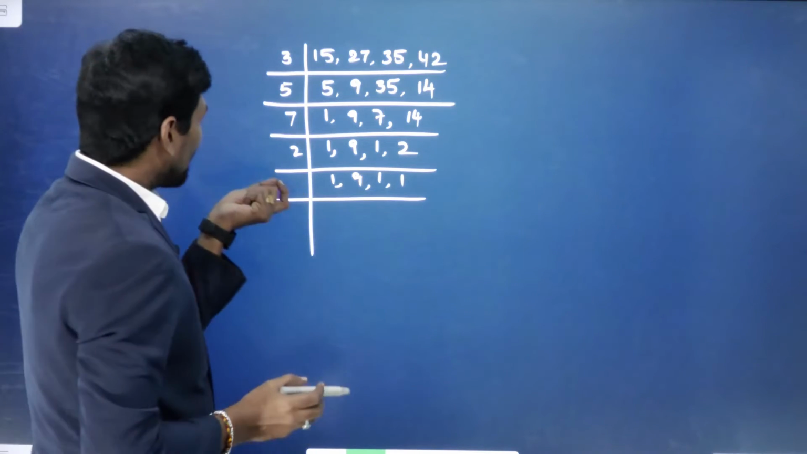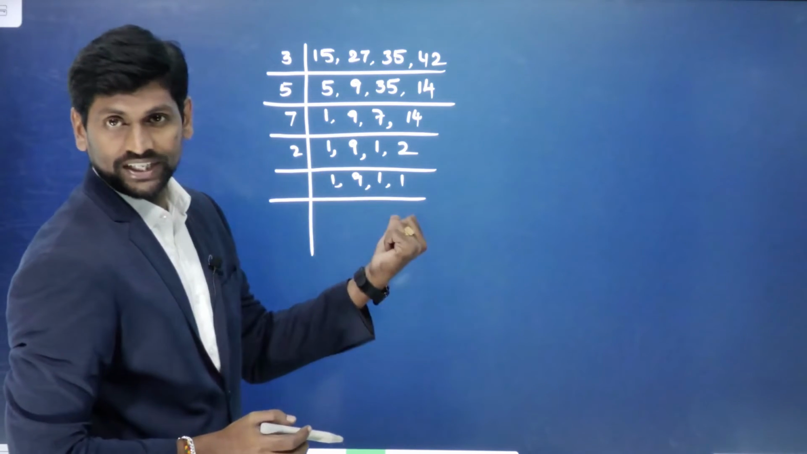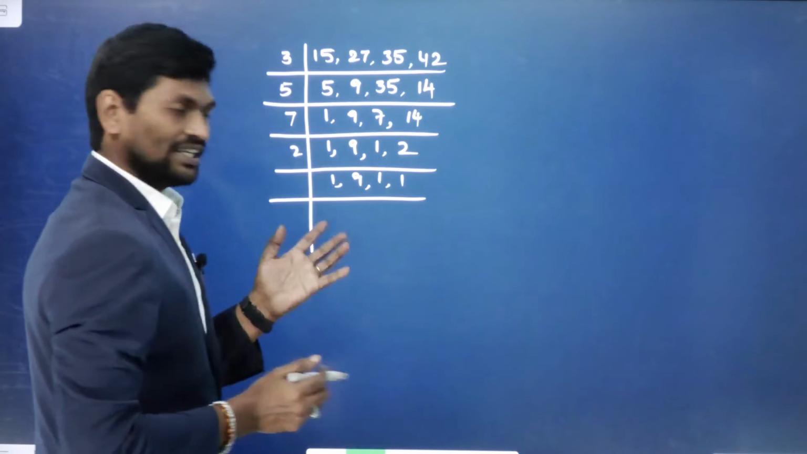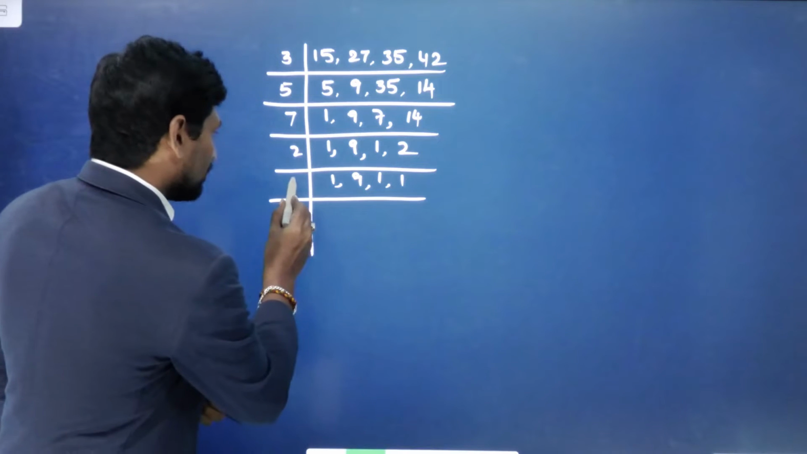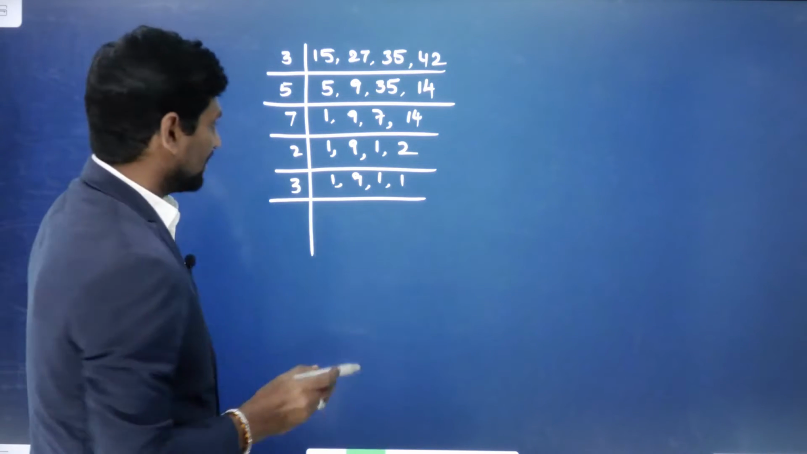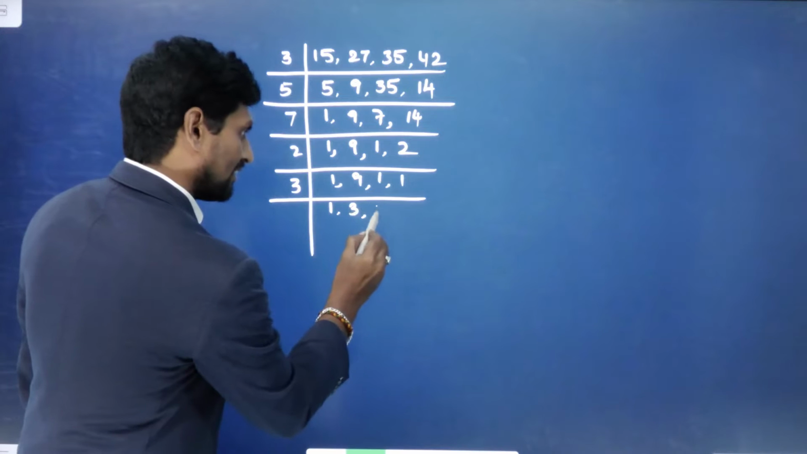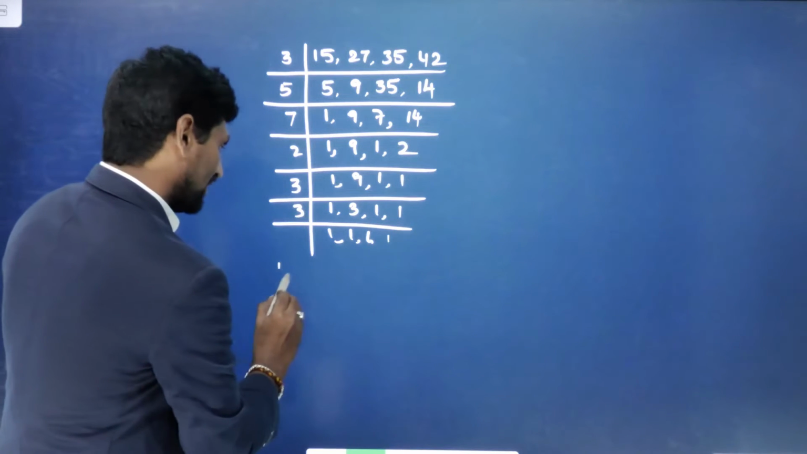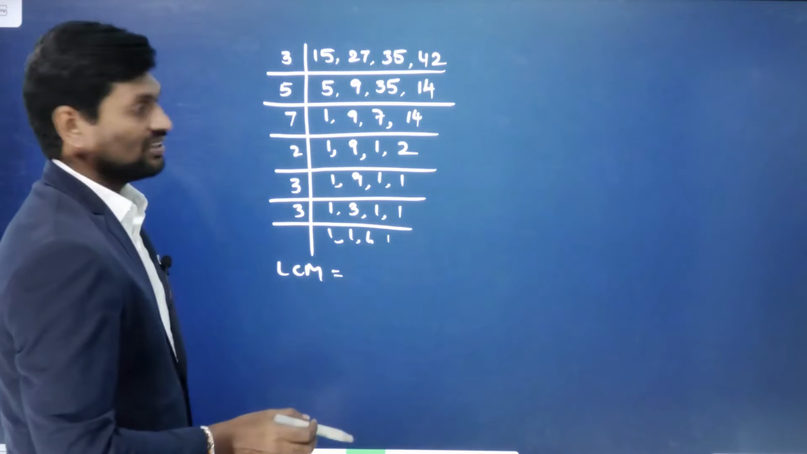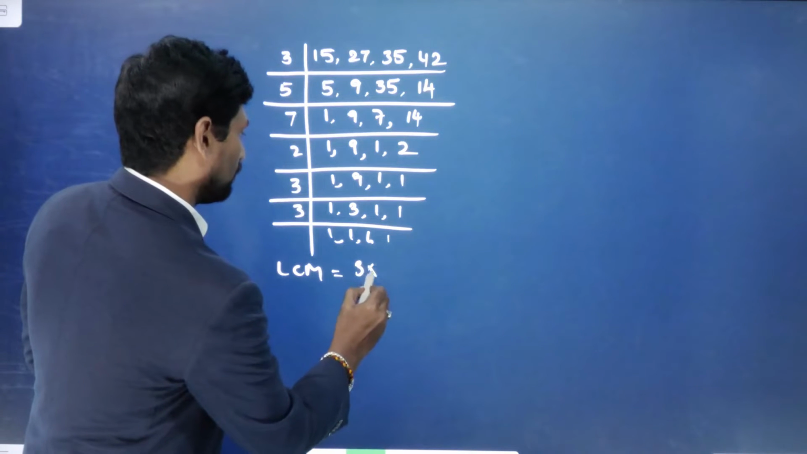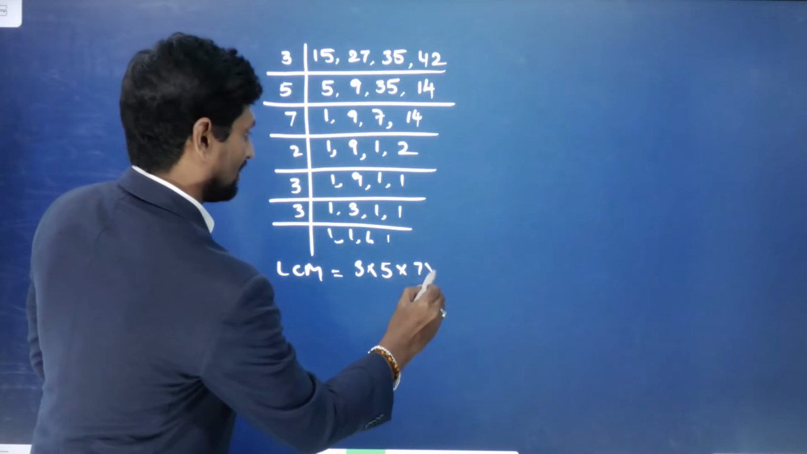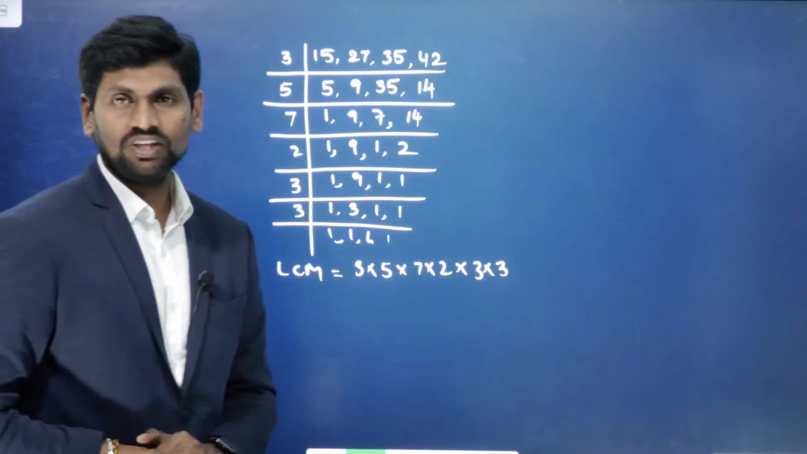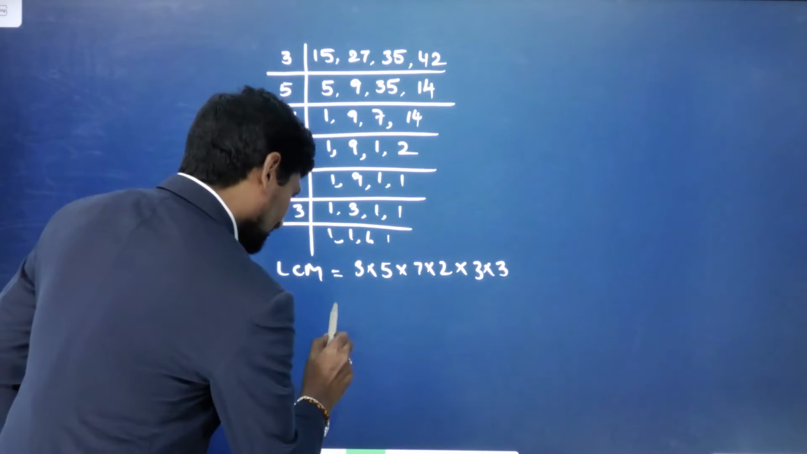But while you're habituated to taking the prime numbers, don't take 9 directly. If you take 9 directly also, it doesn't matter. There is no change in the value. But we are habituated to take prime numbers, no? Just take 3. So 3 threes are 9. Again 3 table, 3 ones. So what is the LCM here? Yeah, 3 into 5 into 7, 2 and 3 into 3.